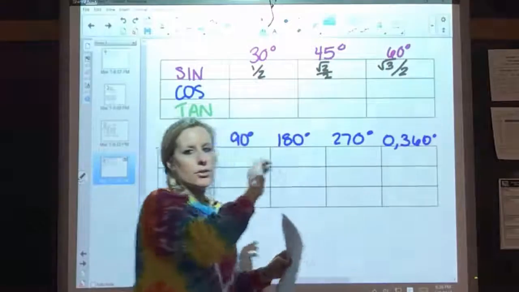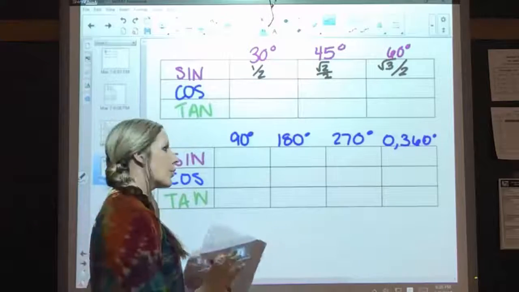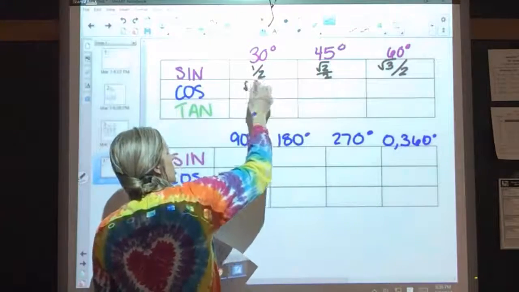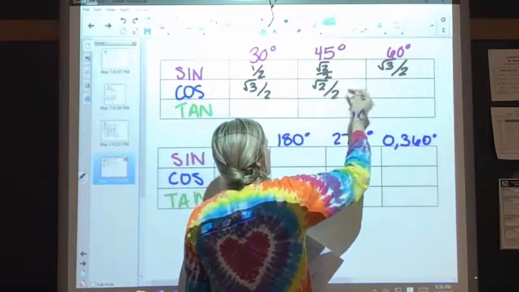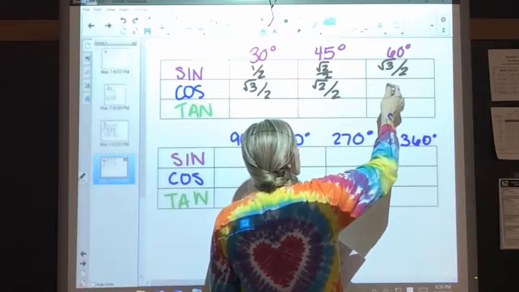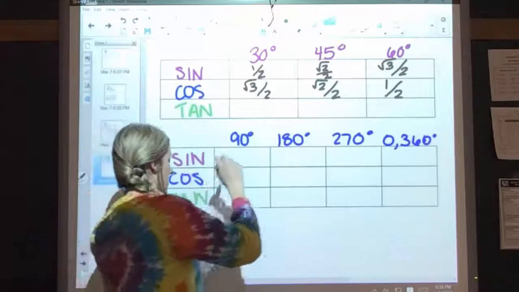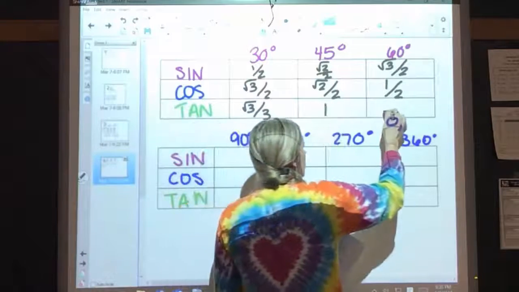So like I said, if you know that, then you can find cosine, because they are cofunctions. So cosine of 30 would be the square root of 3 over 2. 45 would be the same, and cosine of 60 degrees would be the 1/2. Then you have the tangent of 30 degrees, so square root of 3 over 3, 1, and the square root of 3.